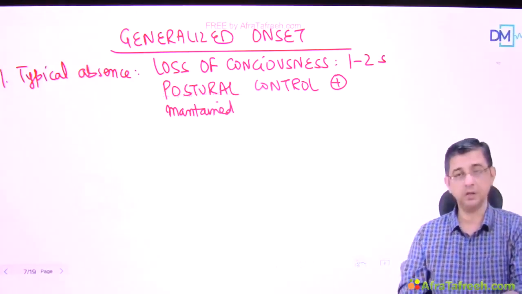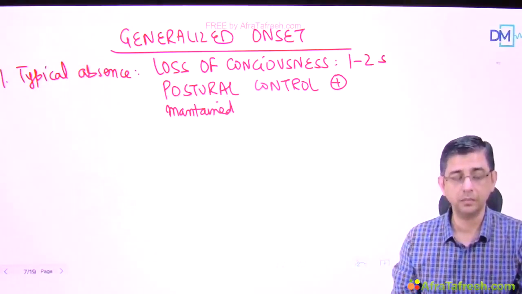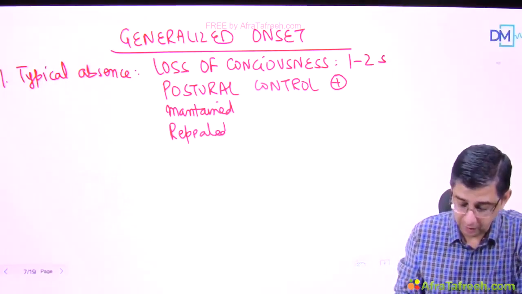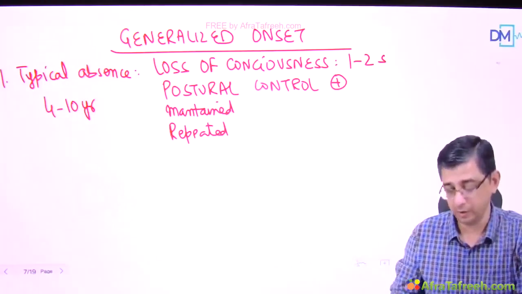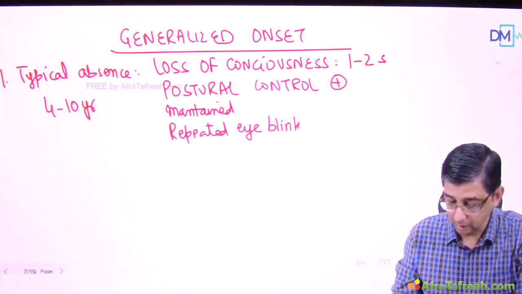You will also notice that in these patients, before the attack begins, the patient will start doing this. You can look at my eyes again. A repeated blinking of the eyes. So let's look at the manifestation. This is a child, 4 to 10 years of age. His mother is very worried about him because he does this repeated eye blinking, after which she says my child becomes unresponsive.